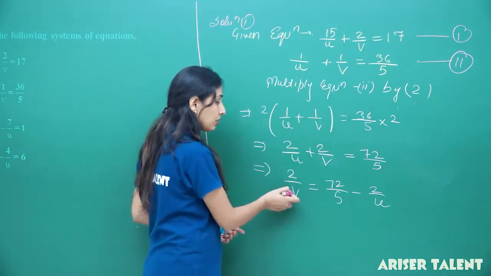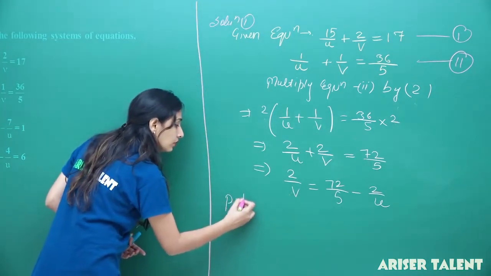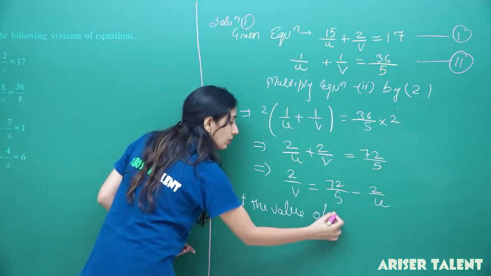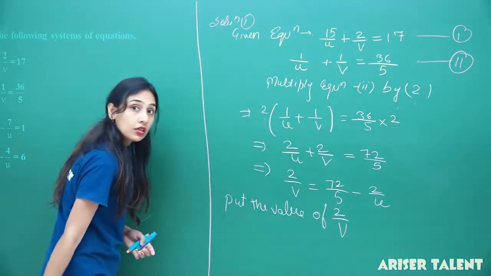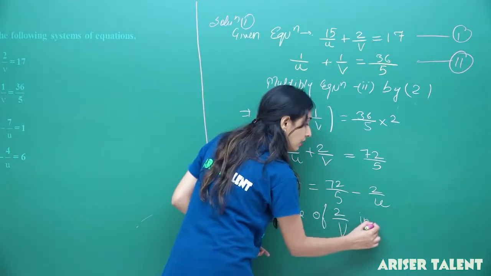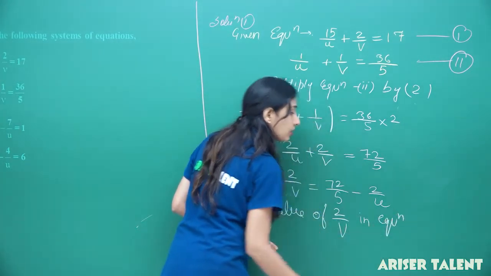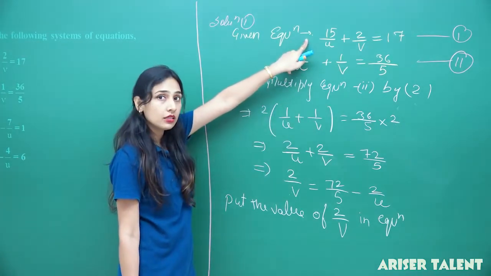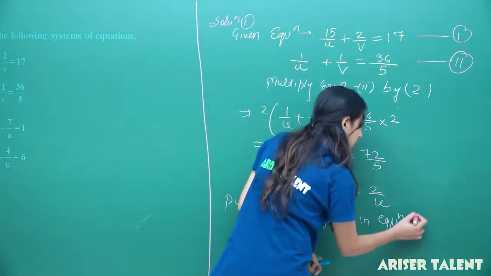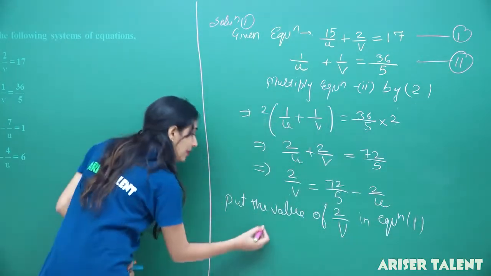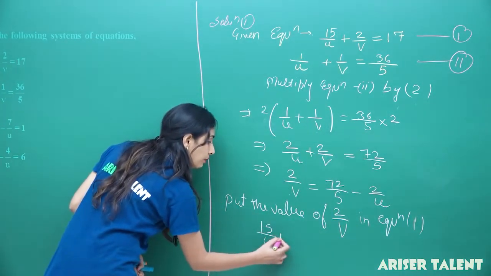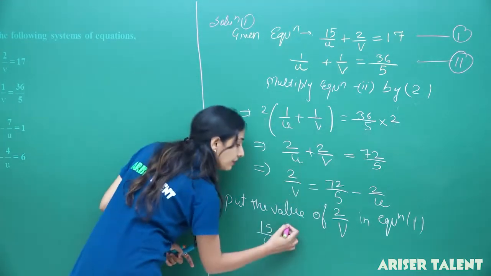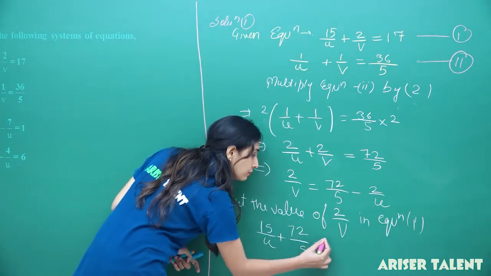Now this is the value. Put the value of 2 by v, which we got from equation 2, into equation 1. So that will become 15 by u plus 2 by v, where 2 by v equals 72 by 5 minus 2 by u.